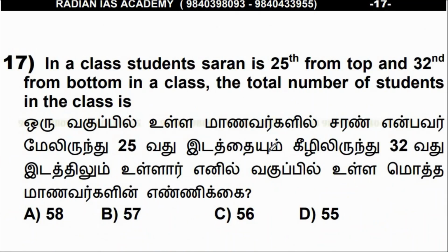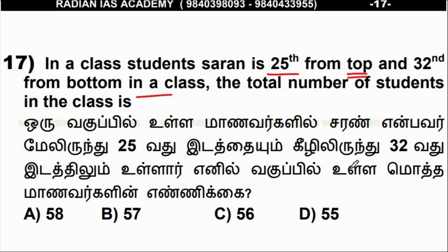Good, good. Next. In a class of students, Saran is 25th from the top and 32nd from the bottom. Assume that they are standing in a row. They are standing in a row in a class of students, 25th from the top and 32nd from the bottom. So what is the total number of students in the class?